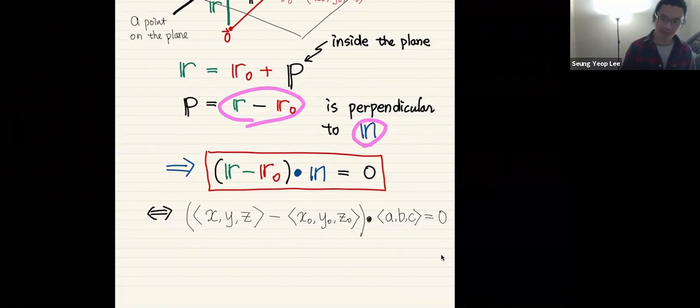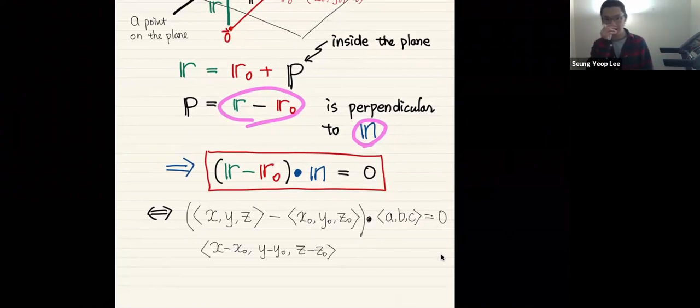That's the equation of the plane. We can simplify the left-hand side. The left-hand side is X minus X naught, Y minus Y naught, Z minus Z naught, right? Just subtracting the two vectors is subtracting each entry. And dot product, oh, Apple Pencil just died.